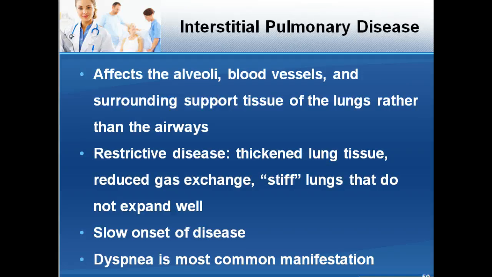Interstitial pulmonary disease affects the alveoli, blood vessels, and surrounding support tissue of the lungs rather than the airways. It's a restrictive disease. It has thickened lung tissue, reduced gas exchange, stiff lungs that do not expand well, and it's a slow onset of a disease. And the most common manifestation is usually them just being short of breath.